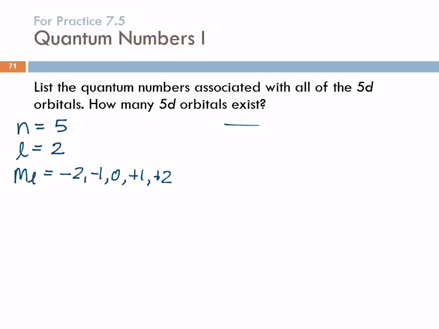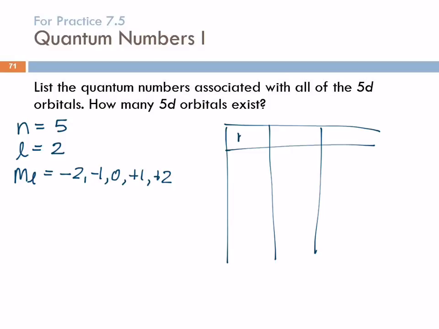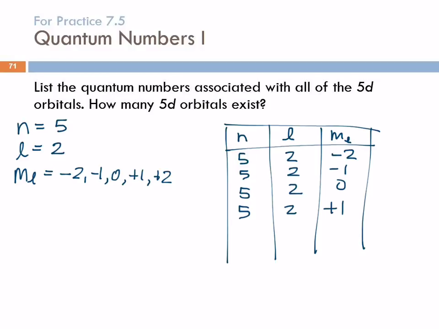So if we made a table, n and l and m sub l, we could have 5, 2, and -2; 5, 2, and -1; 5, 2, and 0; 5, 2, and +1; 5, 2, and +2. How many different orbitals are there? 5. 1, 2, 3, 4, 5.